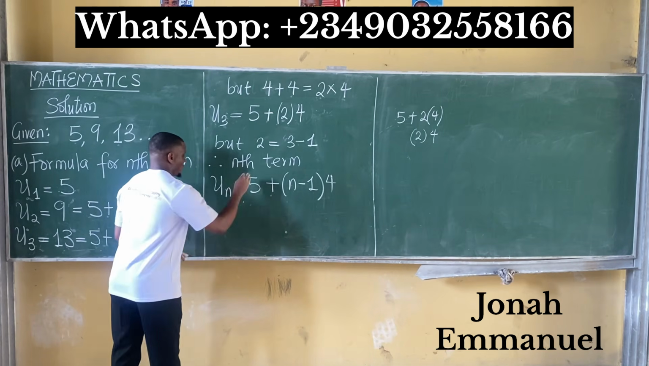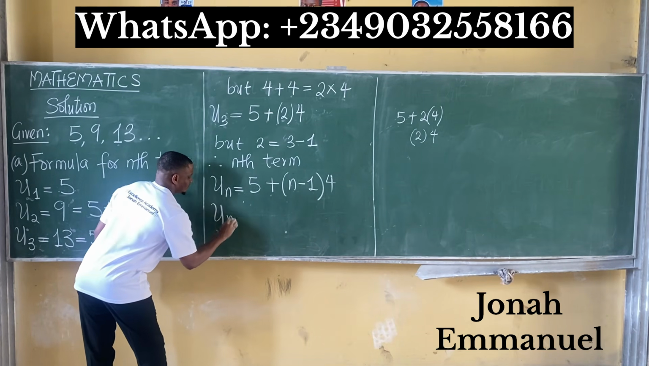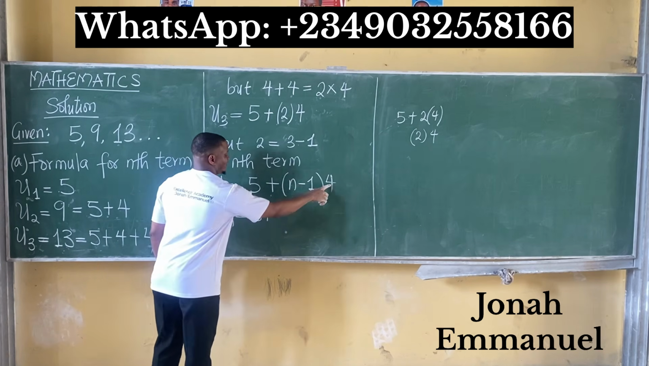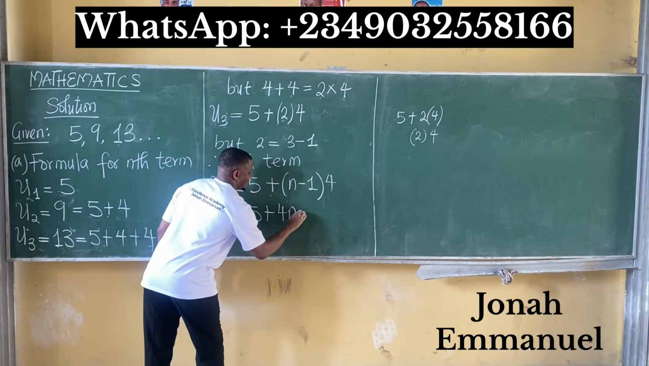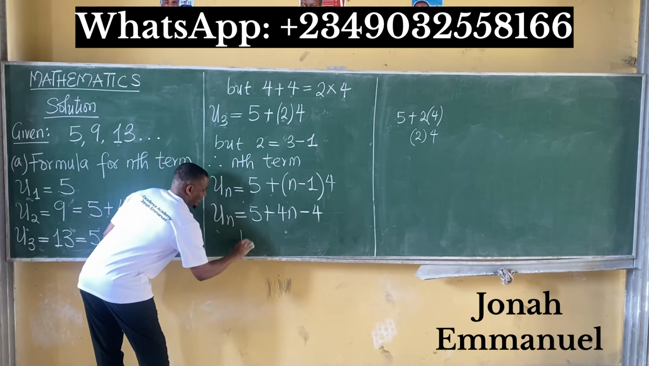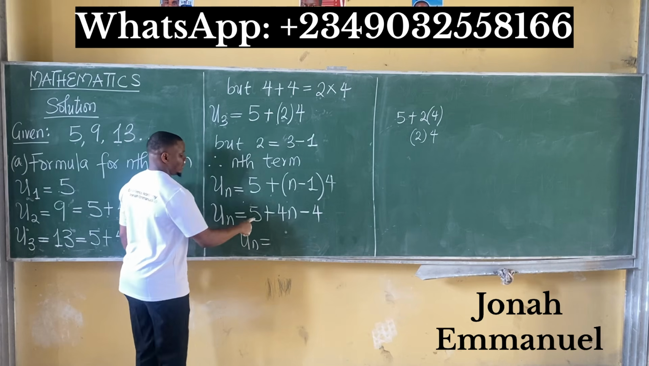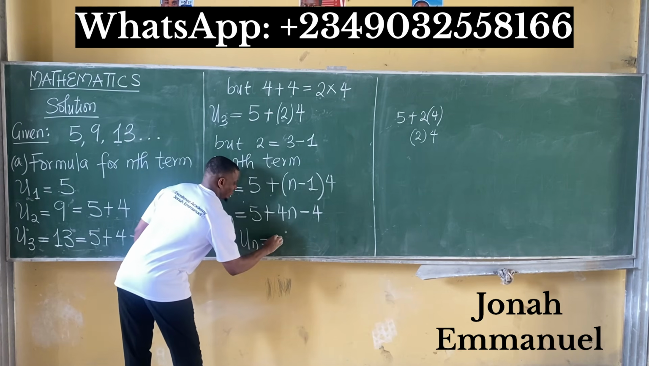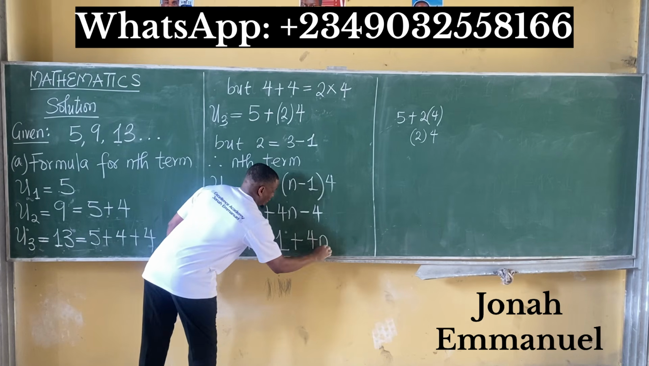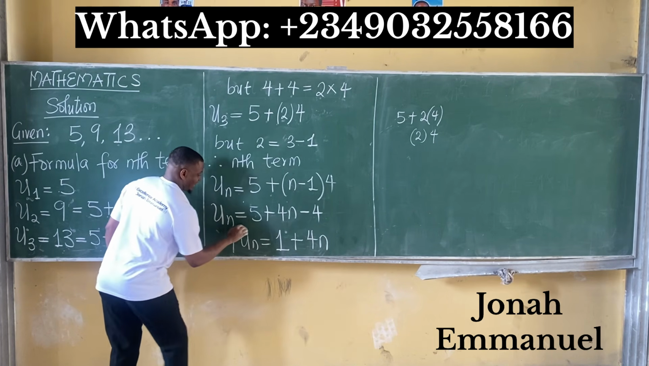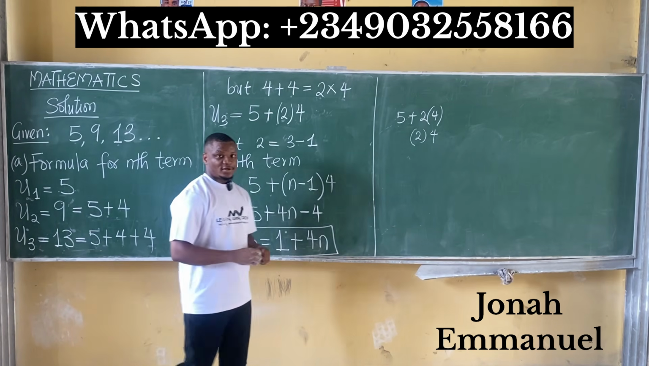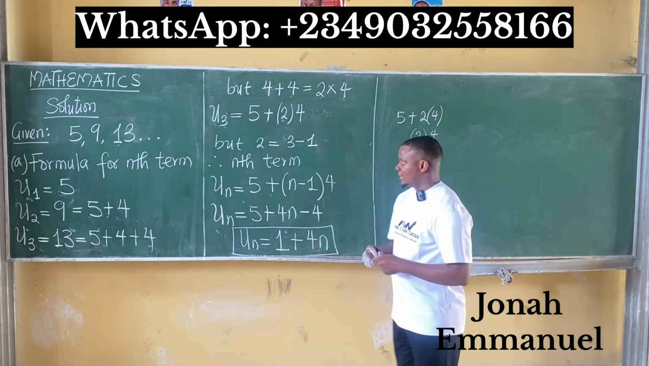All right, let's expand this. From this, you have that u_n is equal to 5 plus 4 times n, which is 4n, minus 4 times 1, which is 4. From here, u_n is equal to 5 minus 4, which is 1. So I have 1 plus 4n. In essence, the nth term is given by u_n equal to 1 plus 4n.